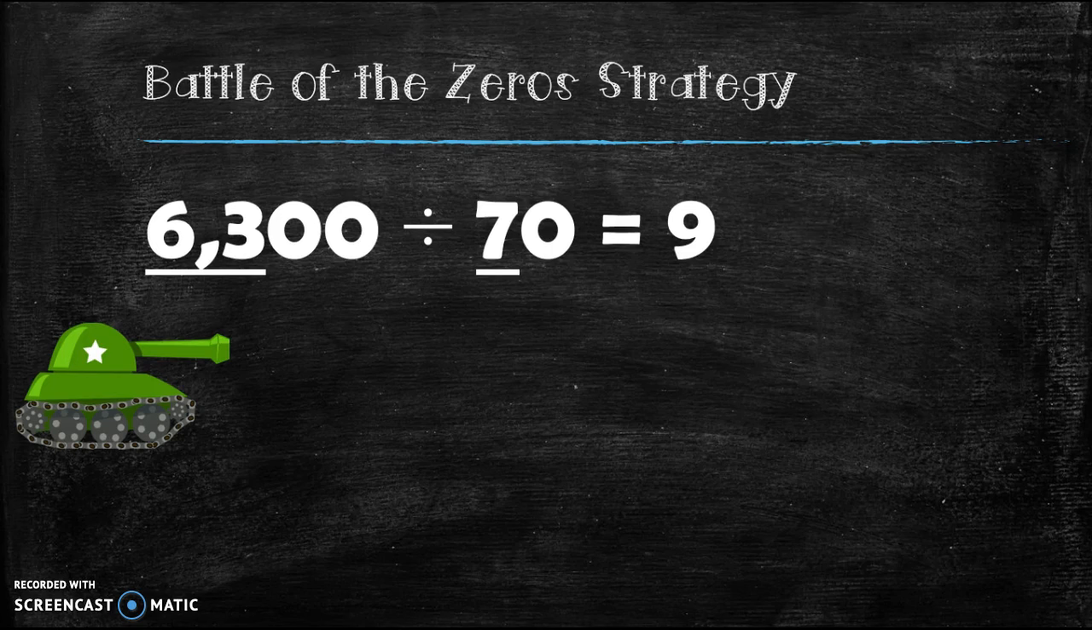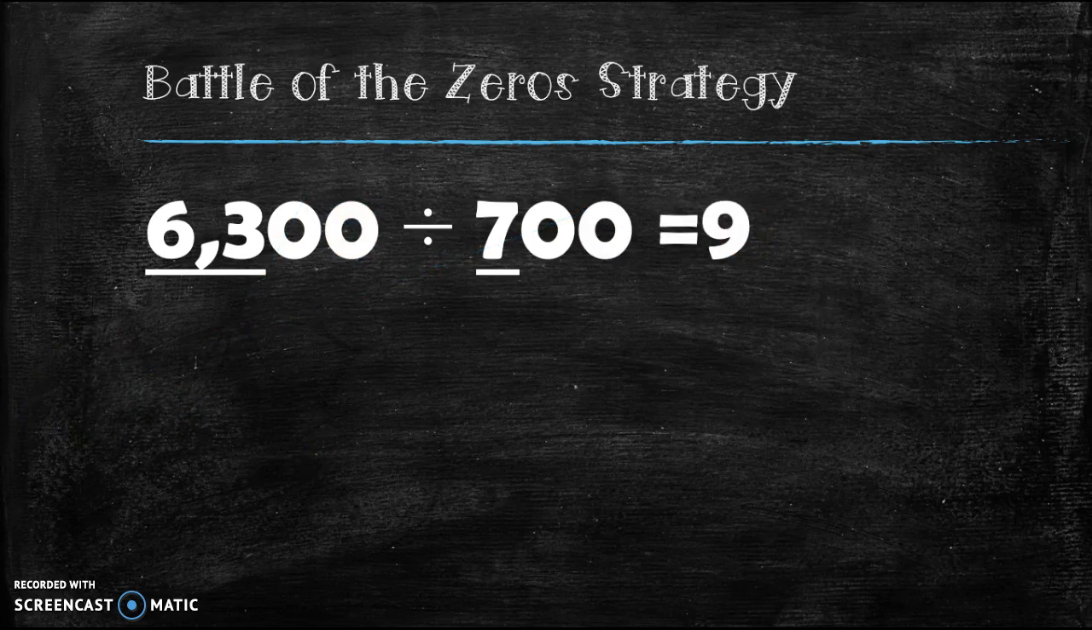So what you're going to do in the battle of the zeros strategy is you are going to cross off the zeros on each side of a division sign, but only one zero can battle on each side. So here we've battled on each side of our division sign. So we've crossed off 1 zero to the left and 1 zero to the right. So how many zeros are left? That's right, 1. So we add that to our answer. So 6,300 divided by 70 is 90.